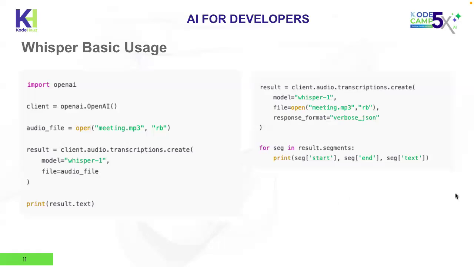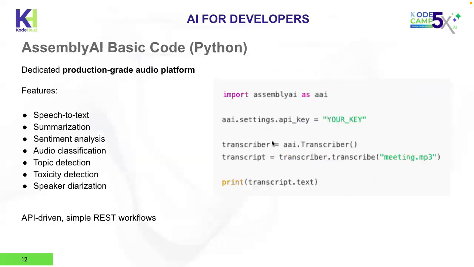So after Whisper, we also have Assembly AI. Assembly AI is kind of a dedicated production grade audio platform, right? So just like Whisper, it has speech to text, right? It has summarization, so it can summarize the content of your audio file. It can do sentiment analysis of the content of the audio file. It can also do audio classification. It can do topic detection, and it can do toxicity detection. It can do speaker diarization, right?